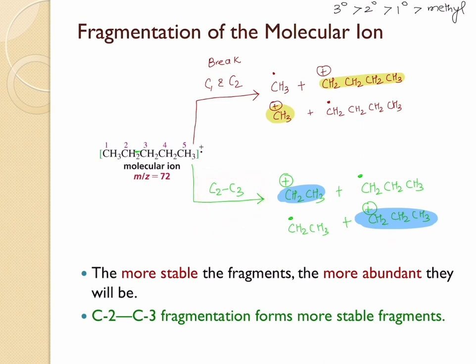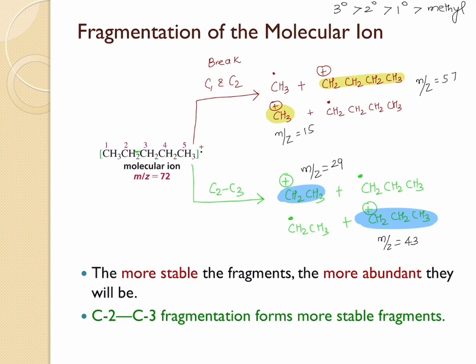Now let's identify the different m/z values of the different fragments that are obtained. So the m/z value for this is going to be 43, and the m/z value for this is going to be 29, and for this one it is going to be 57, and for this one it's going to be 15. Now, how the mass spectrum is interpreted is you subtract the loss of the species from the molecular ion to get the m/z value of the positively charged species.